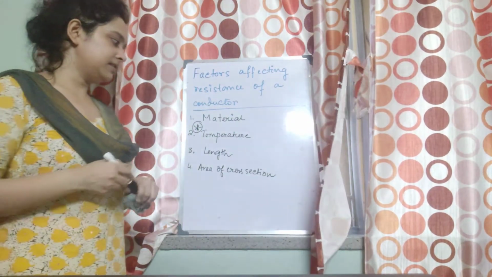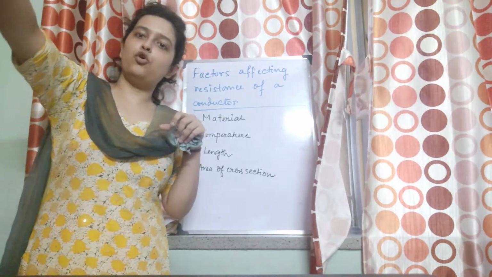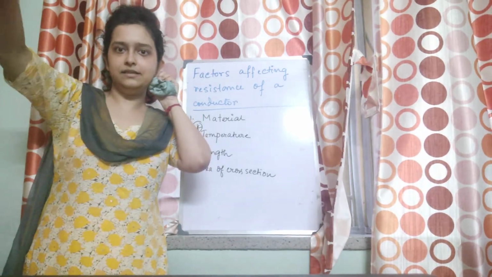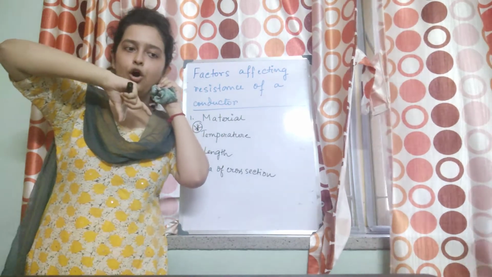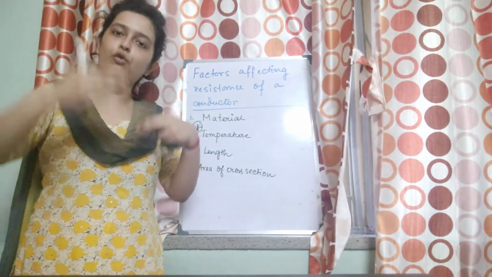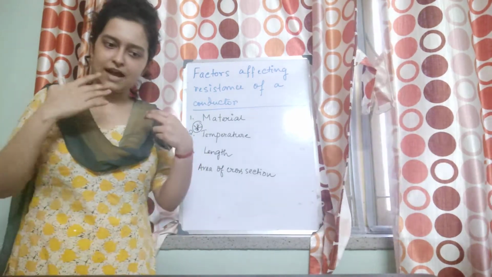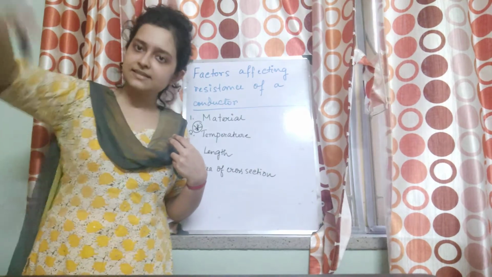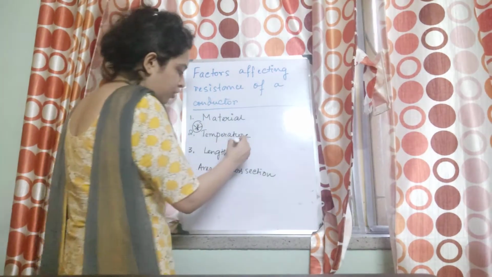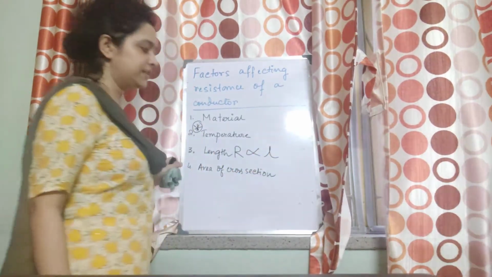Length of a conductor. If the electrons have to overcome a larger length, that means it has to cover a long length of a conductor, that means it will have to overcome more collisions in its way. It will have to face more resistance as it will cover the length of the conductor. So, resistance is directly proportional to the length of the conductor.